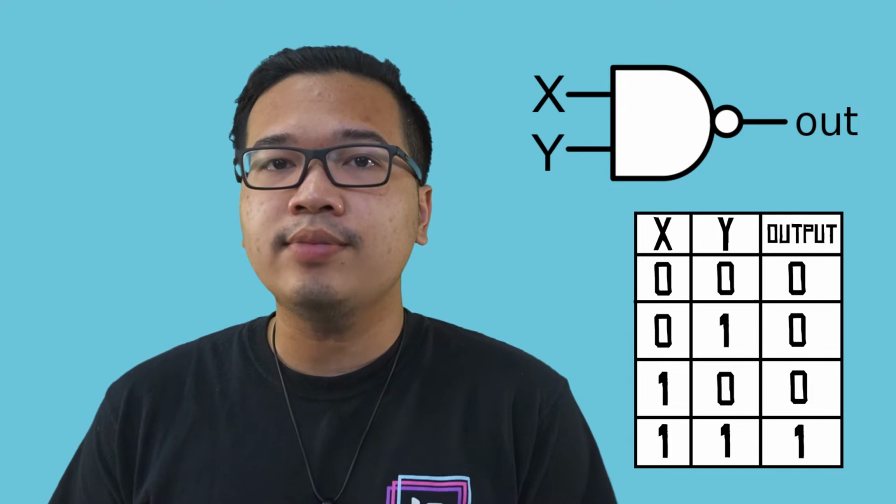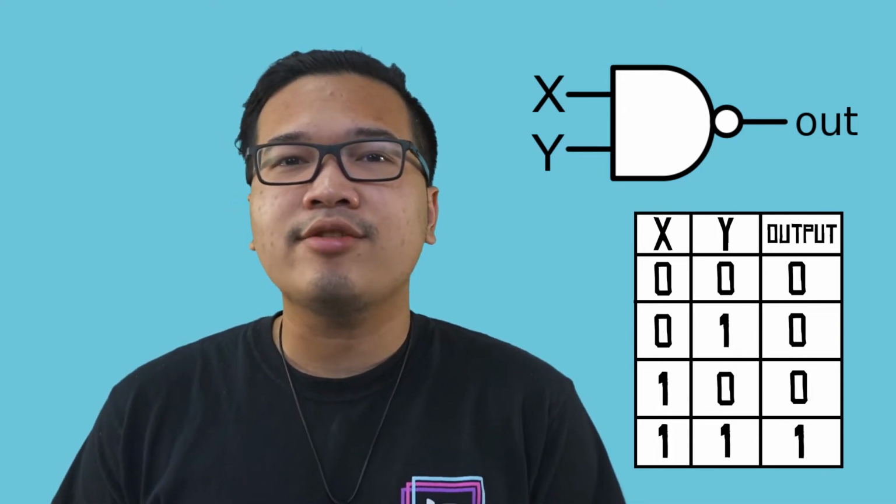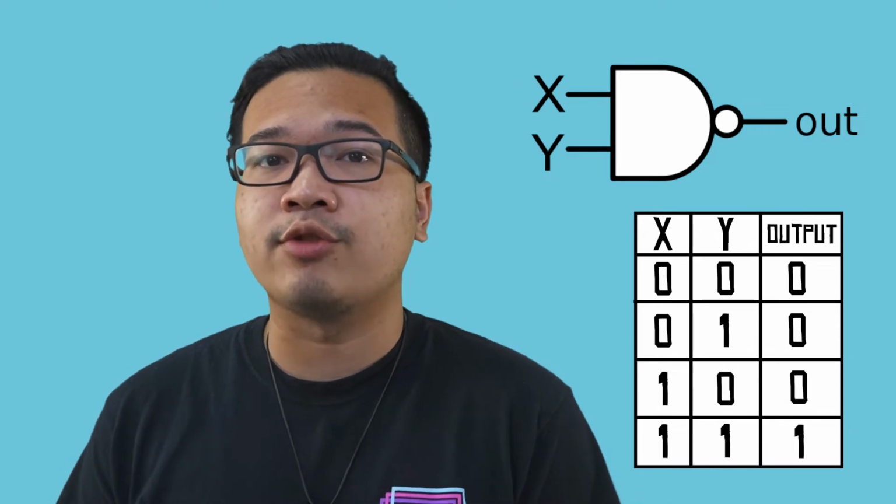So first, let's talk about the AND gate. An AND gate is a logical operation in which it will set the output to true or a 1 if and only if all the inputs are also true. This also means that as long as any of the inputs are false, the output will also be false.